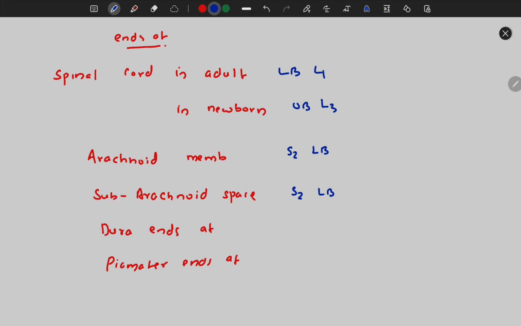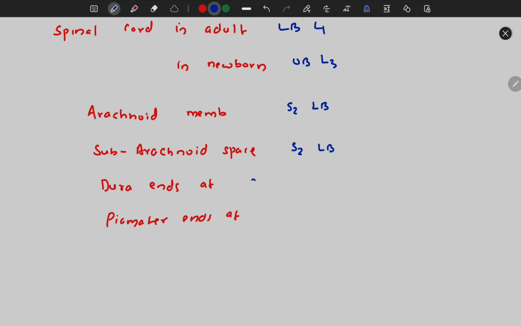Now the dura mater actually converges at S2 and ends at the coccyx, and the pia mater ends at the coccyx region, and we are doing the lumbar puncture at the level of L3, L4 in adult.